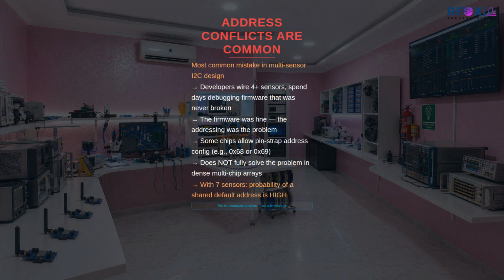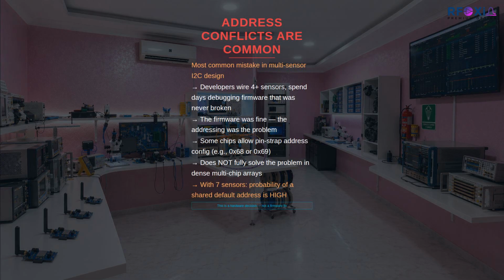Now here is where it gets interesting. I2C addresses are not always fixed. Some chips allow you to configure the address by tying a hardware pin high or low. The same chip can live at x68 or x69 depending on how you wire it. This helps, but it does not fully solve the problem if you are building a dense sensor array with multiple chips of the same type, or if you are using chips from different manufacturers that happen to occupy the same default address space. And in a system with 7 sensors, the probability that 2 of them share a default address is not small. It is actually quite high.